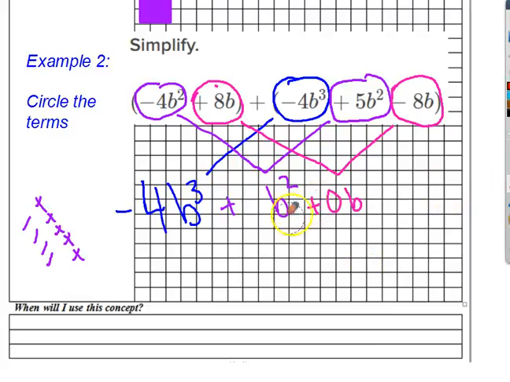But in algebra, we don't put plus 0. That would be a waste of time, because if you add 0, it just means you added nothing. So I'm just going to put nothing there. I'm going to put the word nothing because it means nothing. So my final answer is negative 4b to the third plus b to the second.